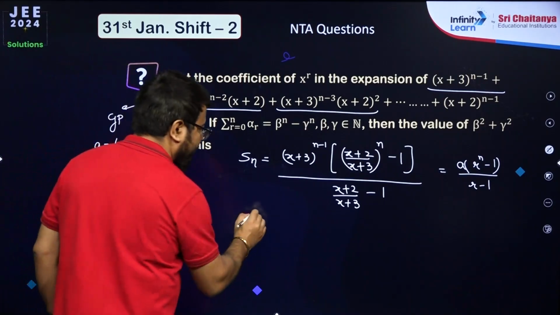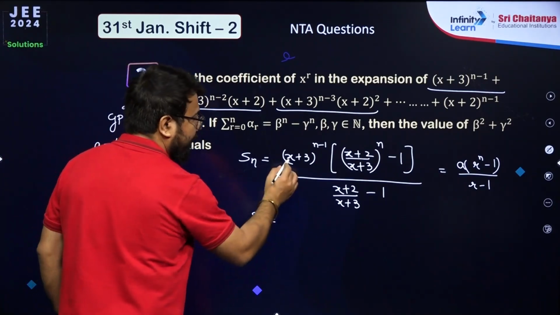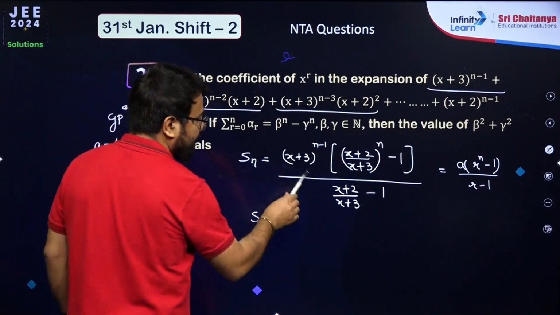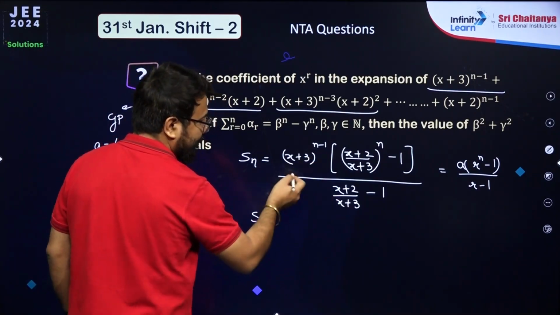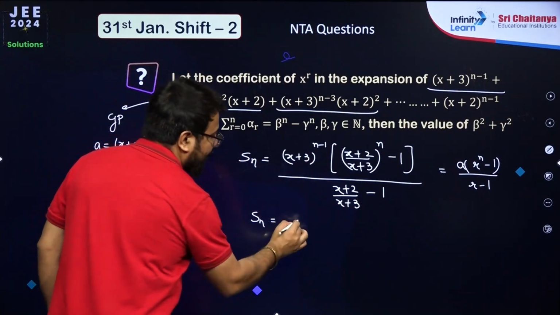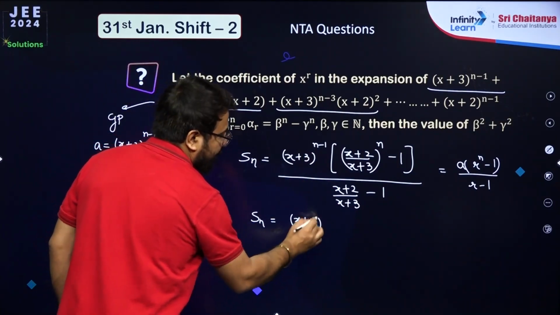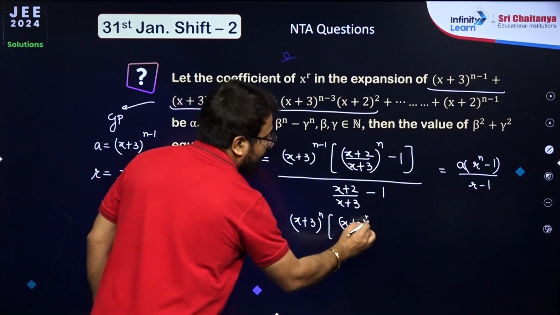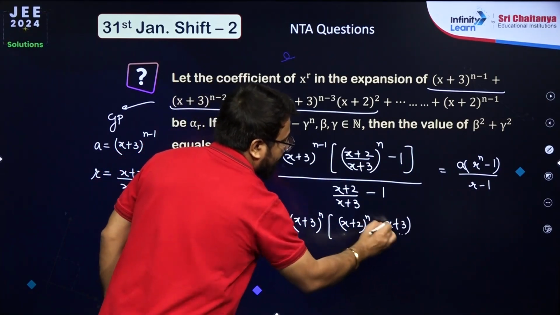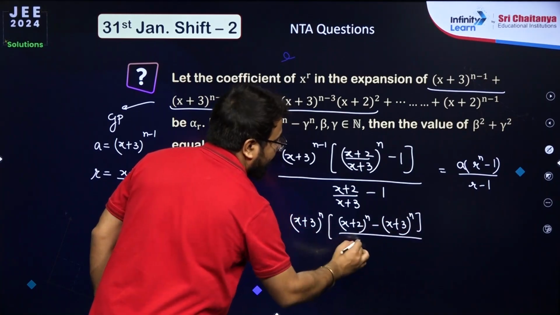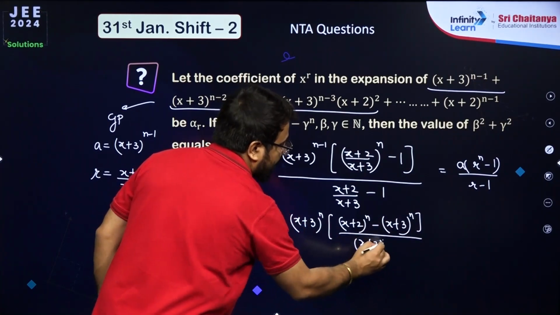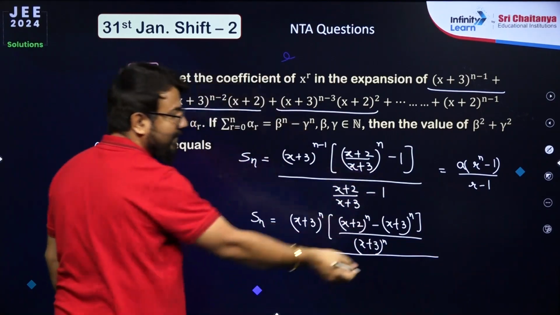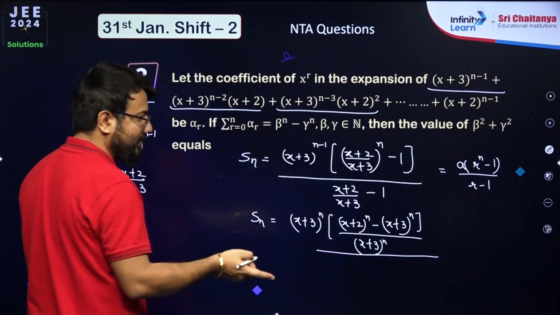Now let us simplify it. If I try to open up this bracket, on taking the LCM, (x+3)^n will be obtained. Here it will be (x+2)^n minus (x+3)^n, whole divided by (x+3)^n. And in the denominator it is (x+2) minus (x+3). x and x will get cancelled.